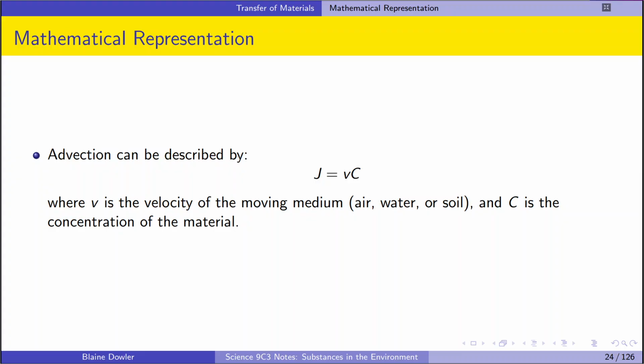Advection can be described by J equals Vc, where V is the velocity of the moving medium, air, water, or soil, and C is the concentration of the material. If velocity is an unfamiliar word, it is speed with direction attached. So instead of the speed of traveling on the highway at 100 kilometers an hour, you could have the velocity of going 100 kilometers an hour northward, or 100 kilometers an hour south. It's not a huge distinction at the grade 9 level, but it will start to be in grade 10.